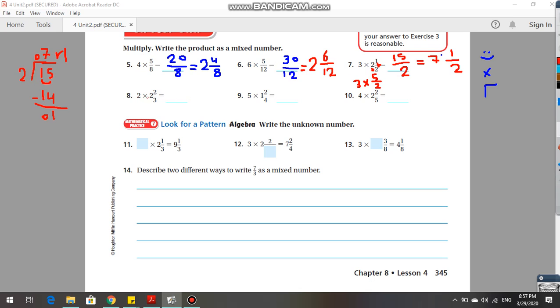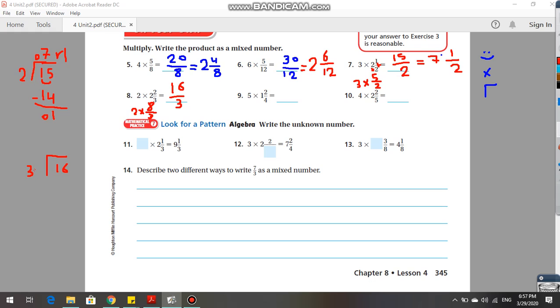Number 8. I have a whole number by a mixed number. So I have 3 steps. First, happy face. 2 times 3, 6. 6 plus 2, 8. So it's 8 over 3. Now, second step is what? Times. So I'm gonna say 2 times 8 equals 16. Denominator never changes. Third step is what? Divide. So I'm gonna say 16 divided by 3.